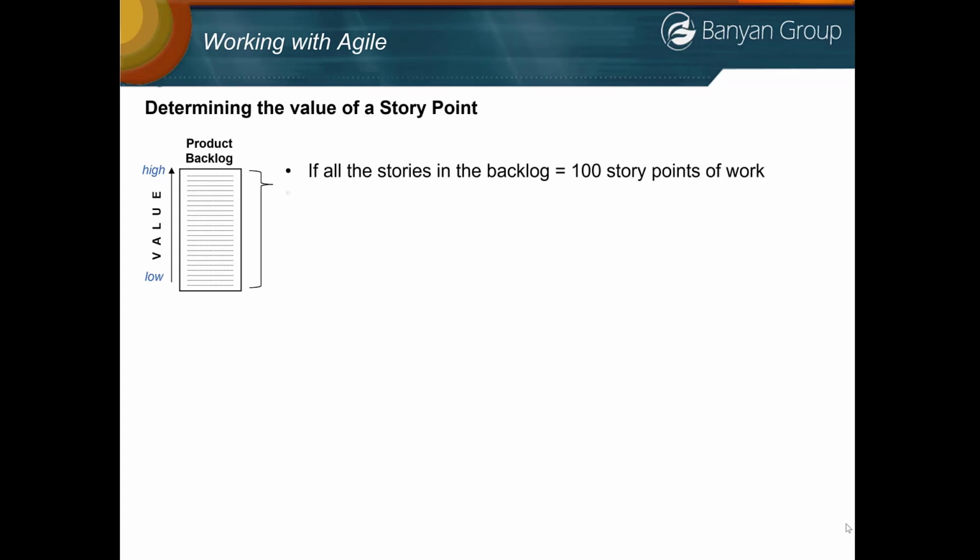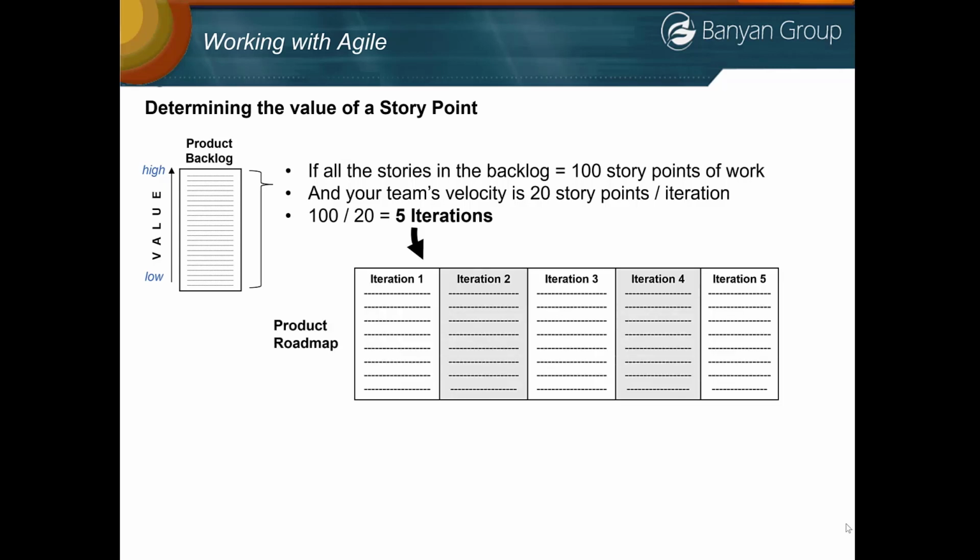Let's also assume that your team has a velocity of 20 story points per iteration. Your team can complete 20 story points of work every 2 weeks. With that information, you can calculate how many iterations it'll take, and you can start to create your product roadmap showing the 5 iterations. And if your product backlog has been prioritized already, you can start to show which user stories will be completed in each iteration.